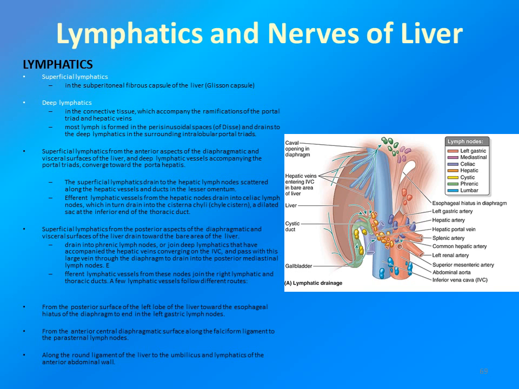With respect to the lymphatics of the liver, there are superficial and deep lymphatics. The superficial lymphatics are in the subperitoneal fibrous capsule, or Glisson's capsule. The deep lymphatics are in the connective tissue, which accompanies those structures of the portal triad and hepatic veins. Superficial lymphatics from the anterior aspect of the diaphragm and visceral surfaces of the liver, as well as the deep vessels accompanying the portal triads, converge toward the porta hepatis.